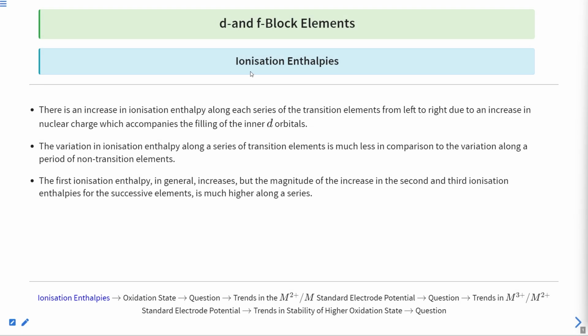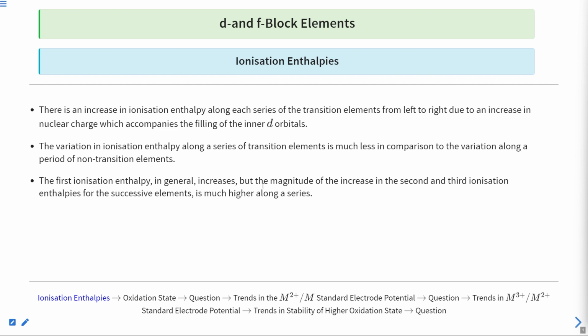Today we will talk about ionization enthalpy. We have already given an overview of ionization enthalpy, so today we will go deeper into it and see what trends are observed. We will look at the first, second and third ionization enthalpies.